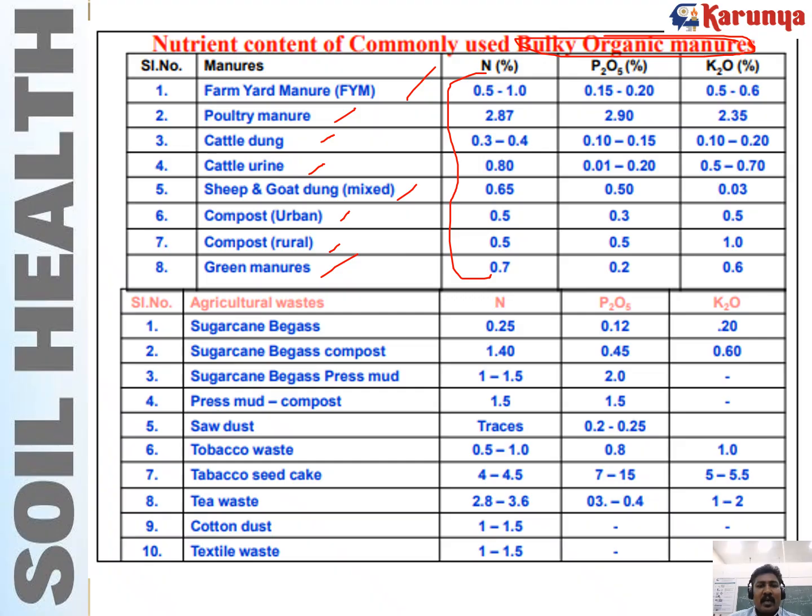They are available in large quantity, but their analytical value is very low. Similarly, you can see the agriculture waste also holds a very small amount of nutrients like nitrogen, phosphorus, potassium from different sources: sugarcane press mud, sawdust, tobacco waste, tea waste, cotton textile waste. Other agriculture waste also you can utilize for converting into bulky organic manure, but it will vary depending on the sources you are choosing for making farmyard manure.